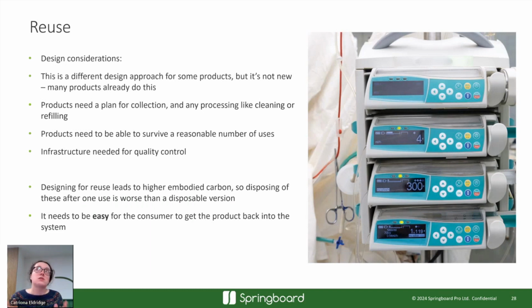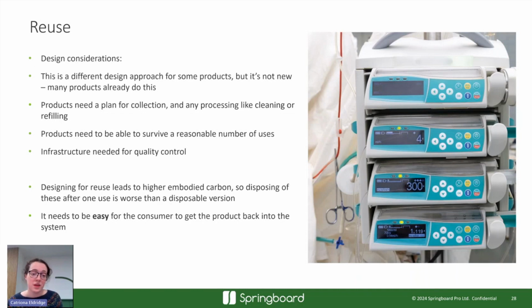When you're designing for this, it's a bit of a different approach to the disposable approach. It's going to be more expensive, for example, and you're going to need to use hardier materials. But it's not a new approach. We have a lot of products that already do this. We know how to design for this. You do need to put a bit of thought into the logistics. You do need a plan for collection, you need a plan for processing. And your products need to be able to stand up to that. And you might need some infrastructure for quality control. So you might need regular servicing for your infusion pumps, for example. You might need something on your milk bottle filling line that just checks for overly damaged bottles and removes them before filling.